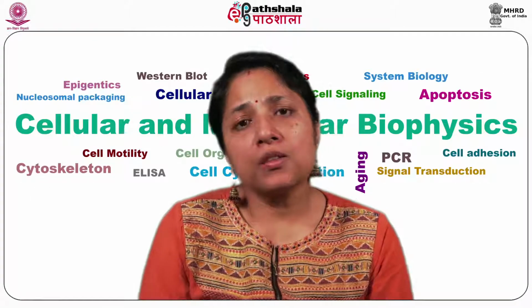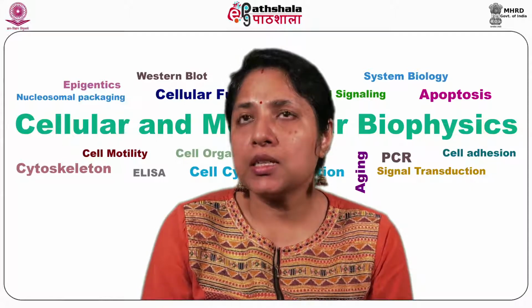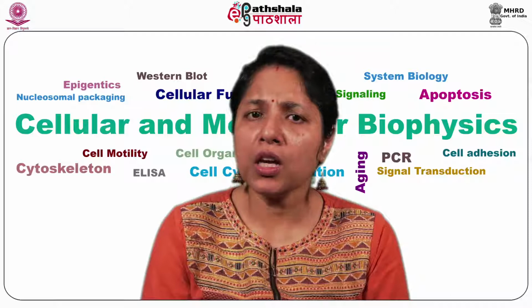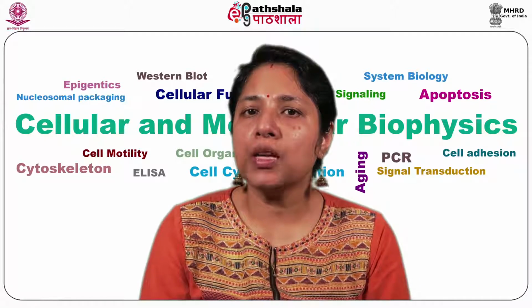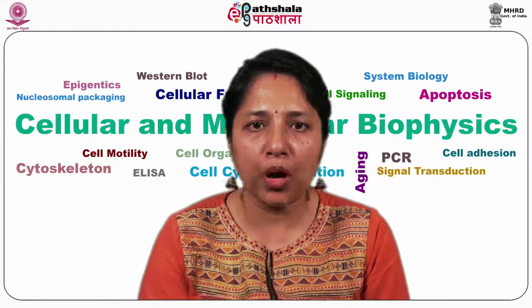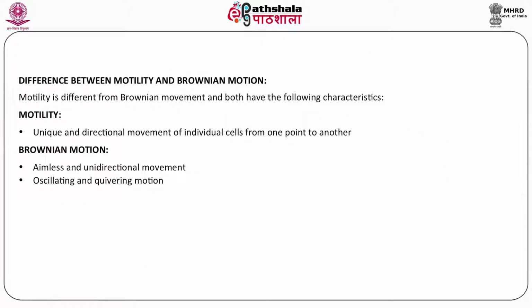Now, what is the difference between the terms motility and Brownian motion? Motility is different from Brownian movement, and both have the following characteristics. Motility is a unique and directional movement of individual strains from one point to another. On the other hand, Brownian motion is the aimless and unidirectional movement, and it includes oscillation and quivering motion.